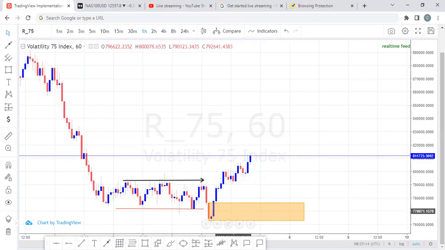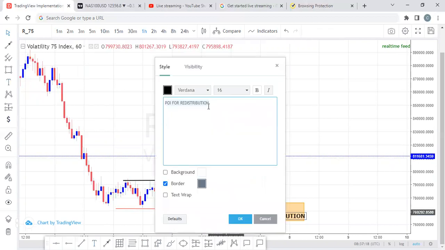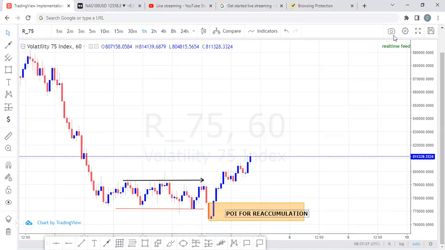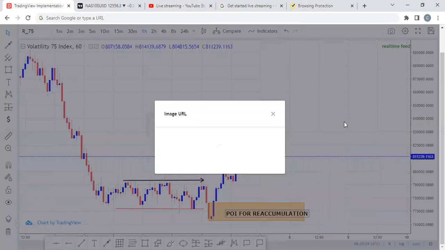So we can now highlight here a potential area for reaccumulation, right? So POI for reaccumulation. All right, that's the last one. Okay, don't make this call too long. So POI for reaccumulation. So copy that as well, and then we look at the last one, which is Volatility 100.